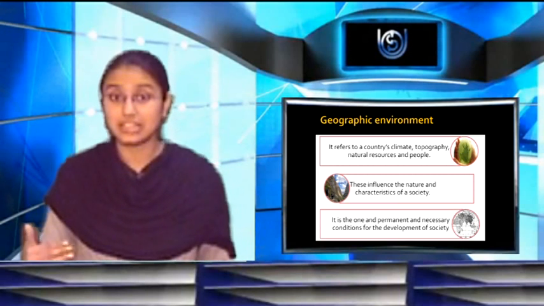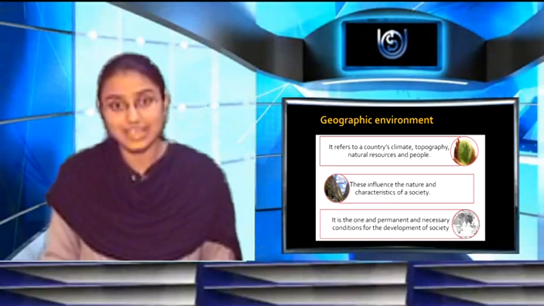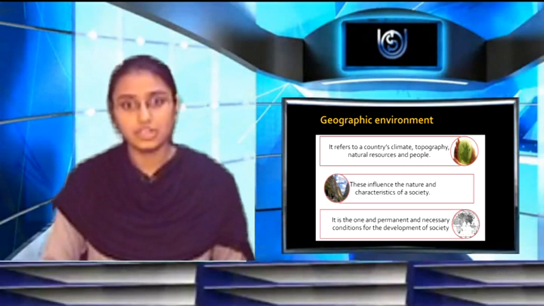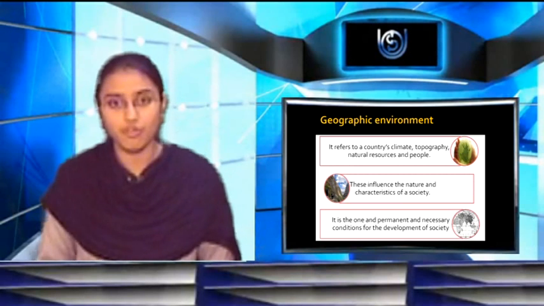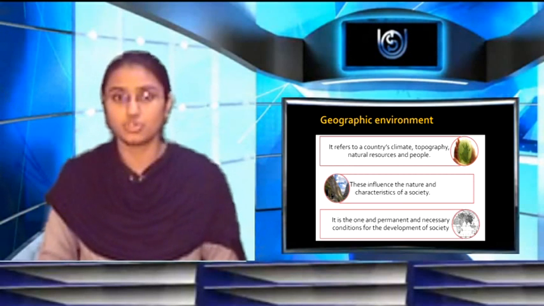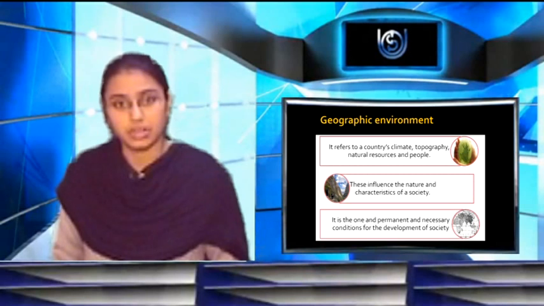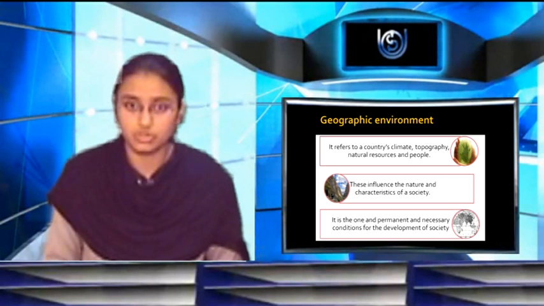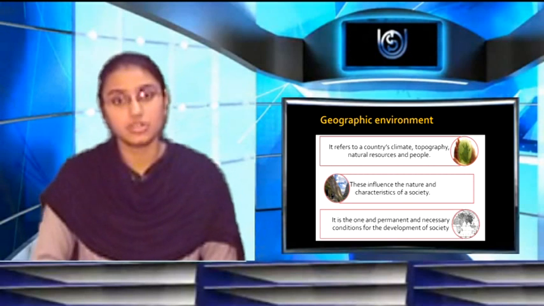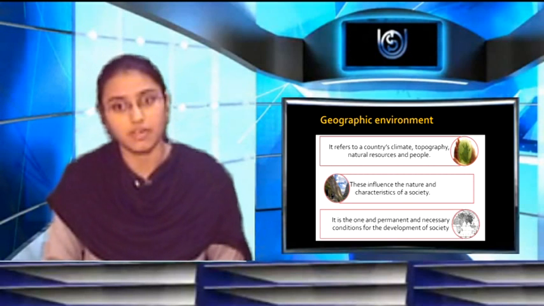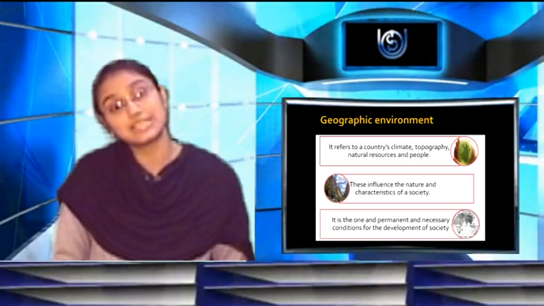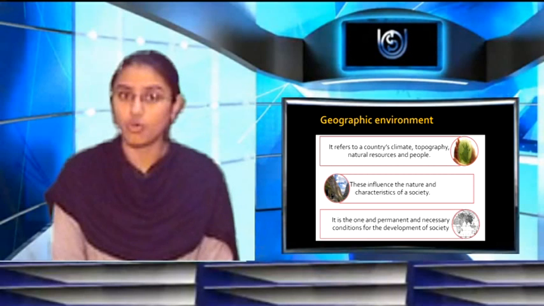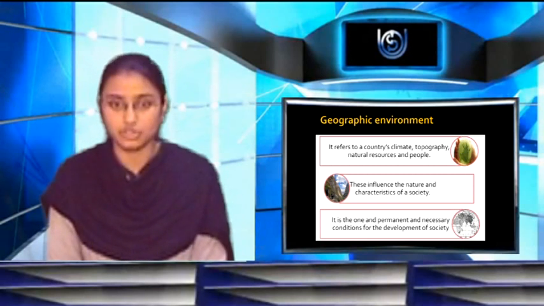That means this is one of the things that is very necessary to understand. For example, if you try to sell very warm clothes in areas where there is no winter climate, that kind of product is not possible to sell there. So that comes into the understanding of the geographic environment. This basically influences the nature and characteristics of a society. The liking and usage of a particular product lies on that.